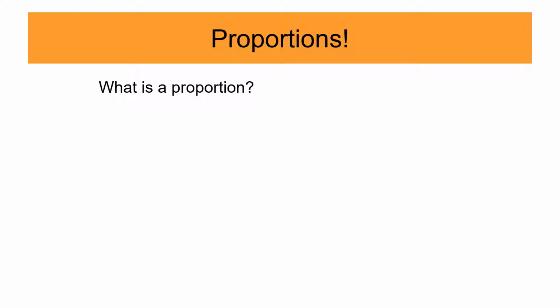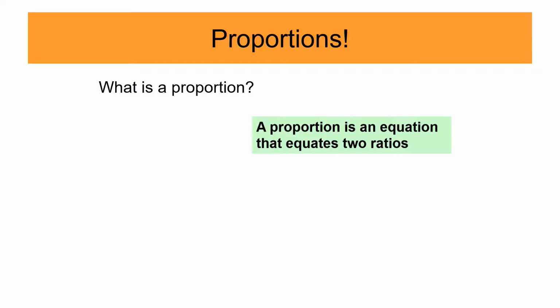What is proportion? Proportion is an equation that equates two ratios. That means it compares two ratios. For example, suppose there are two ratios A as to B and C as to D, then we can write down the proportion as A by B is equal to C by D.